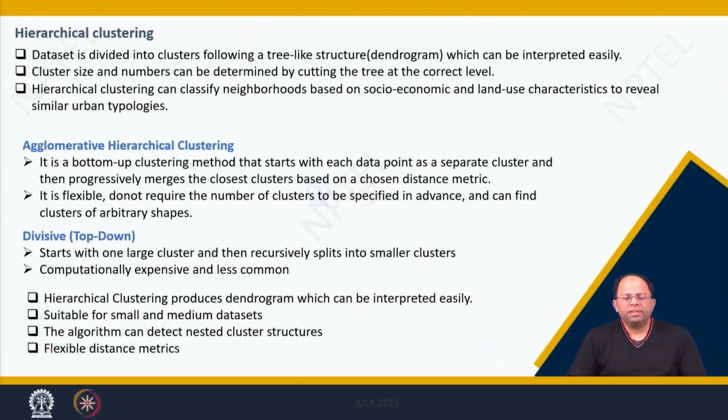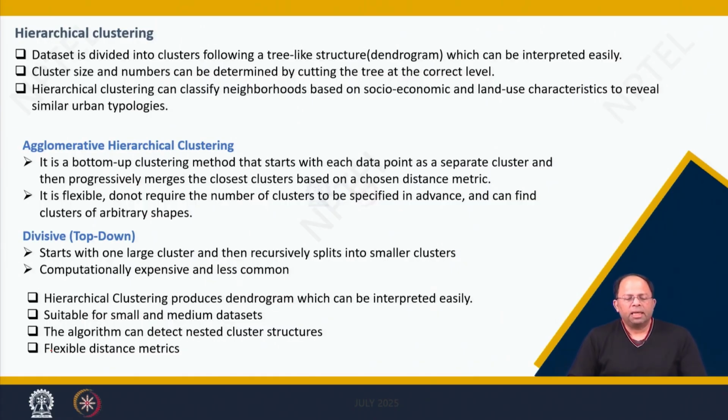Then hierarchical clustering can classify neighborhoods based on socioeconomic and land use characteristics, and this actually helps us to understand similar urban typologies. So, this is an example. It could be applied in many cases, wherever we want clustering, but we also want to identify groups within clusters, where there are also other groups of clusters. If you want to identify that, this would actually help. So, there are 2 ways to go about it. One is the agglomerative hierarchical clustering, and the other is divisive top-down clustering.